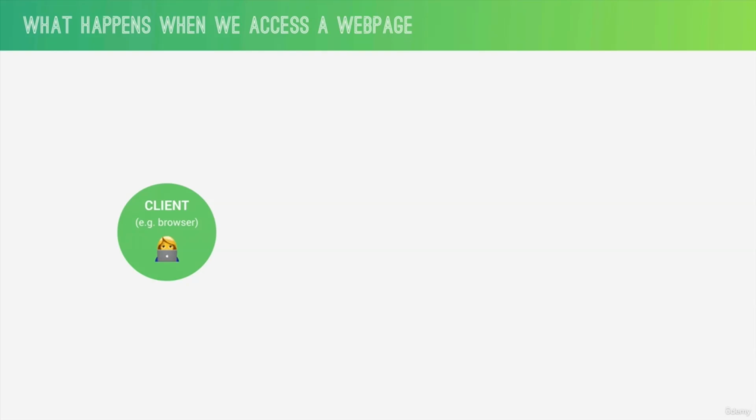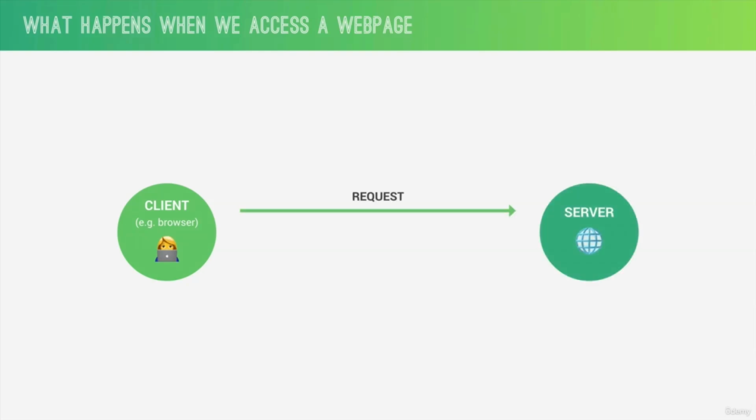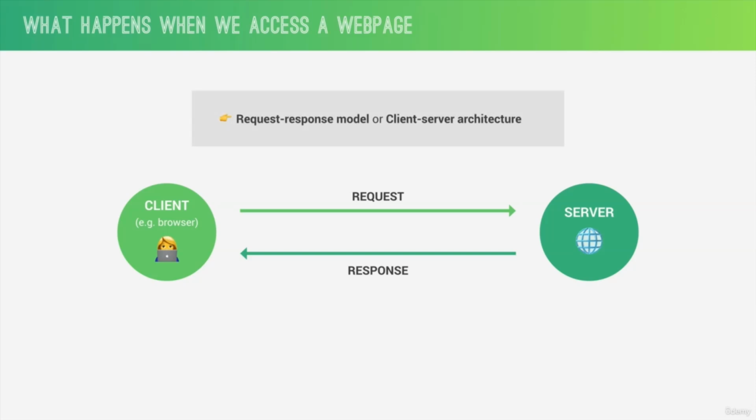Well, the most simple answer is that our browser, which is also called a client, sends a request to the server where the web page is hosted, and the server will then send back a response, which is going to contain the web page that we just requested. And this process is called the request-response model, or also the client-server architecture. And everything that we're going to talk about in this section revolves around this fundamental concept.